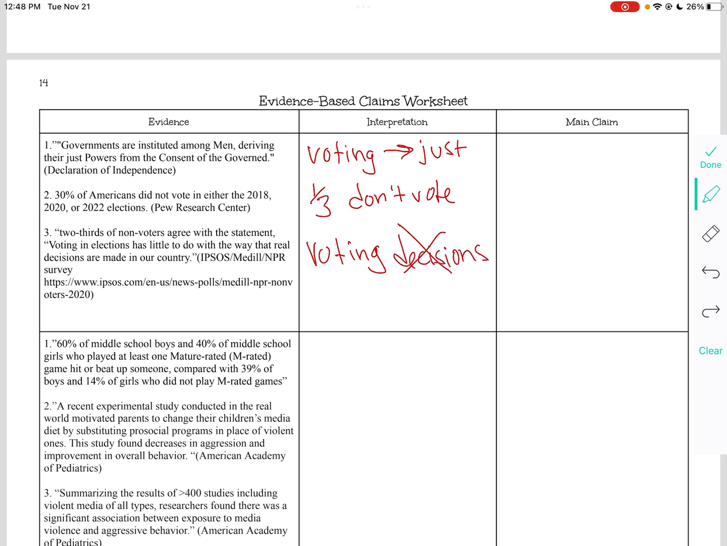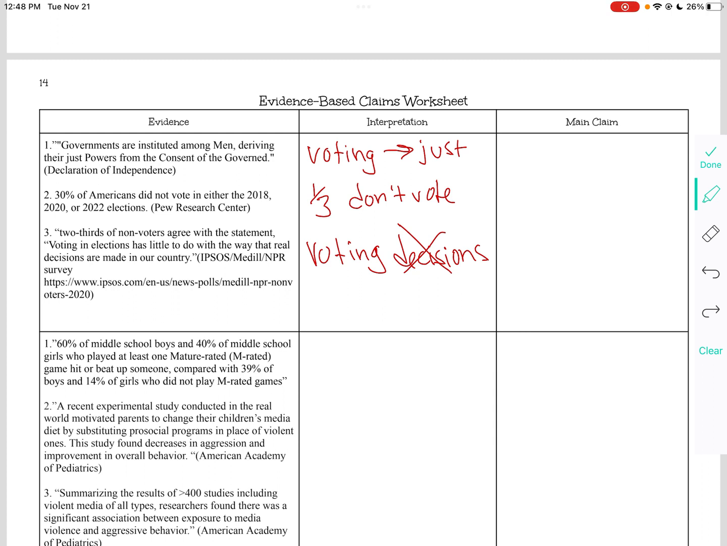Okay, so now based on those, I'm going to make a claim for my essay. So we need to think, first of all, who could do something about this? Should it be a government? Should it be a public interest group? Should it be schools? Who should do something about this? So I think that something might be good.